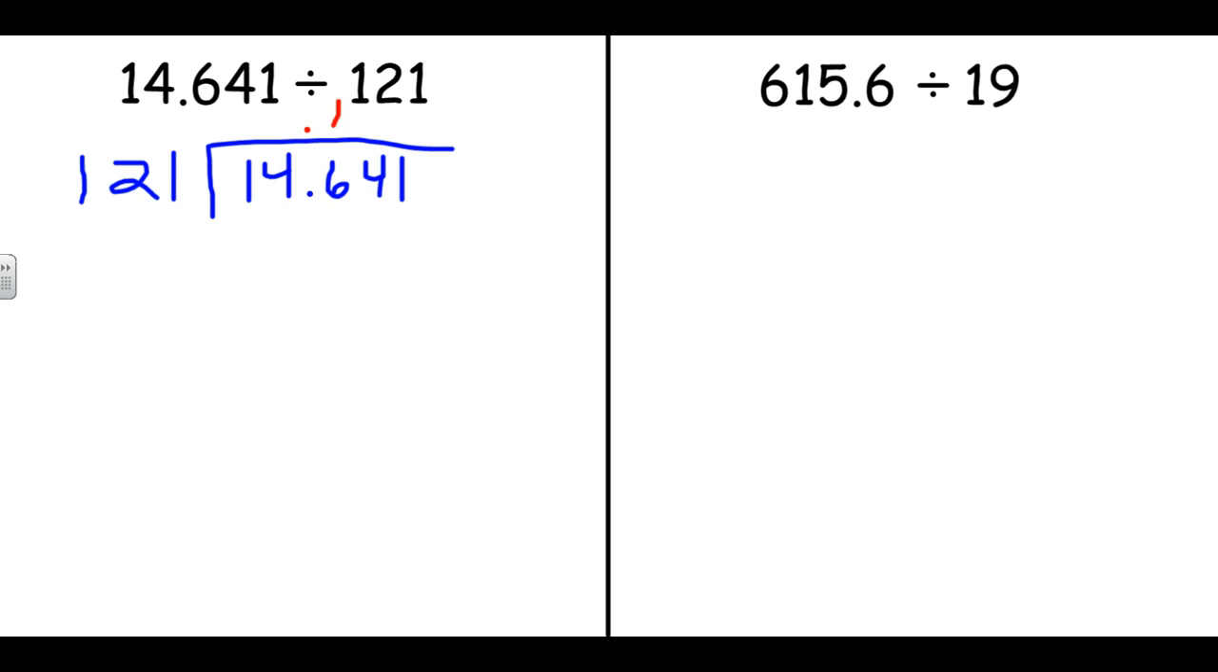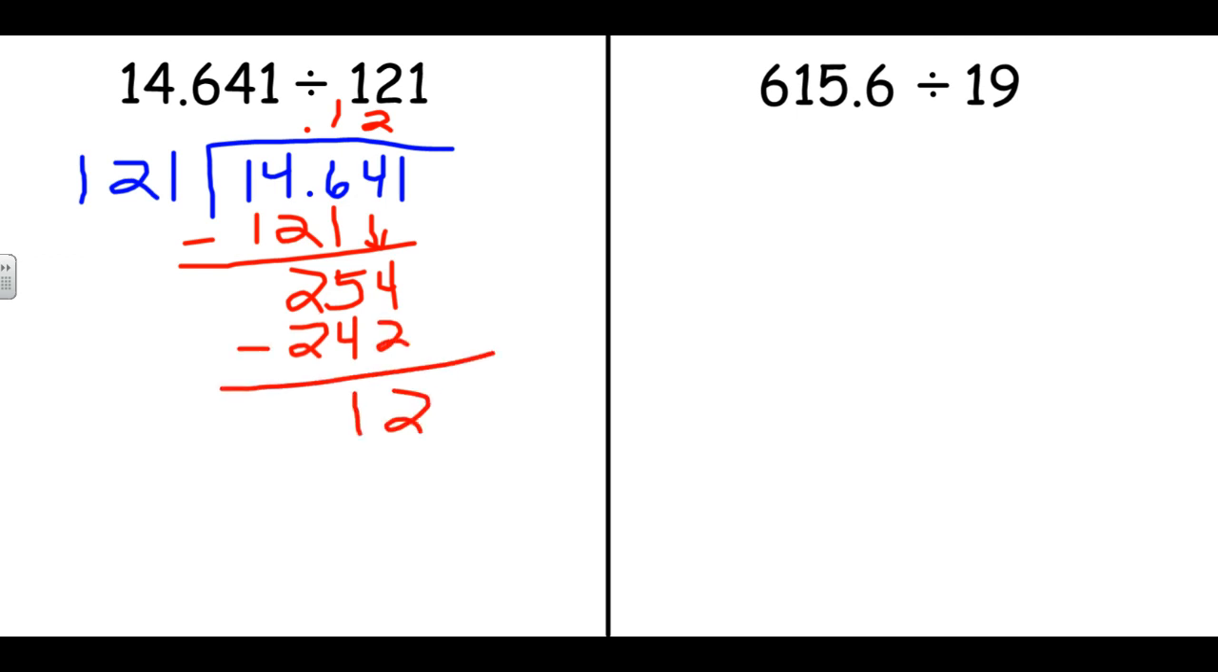121 goes into 146 once. Gives us 2 and a 5, so let's drop the 4. It goes into 254 twice, as 242. Subtract that, get a 1 and 2. So we have 121 when we drop that 1, and now 121 goes into itself once. So our quotient is 121 thousandths, or just 0.121.